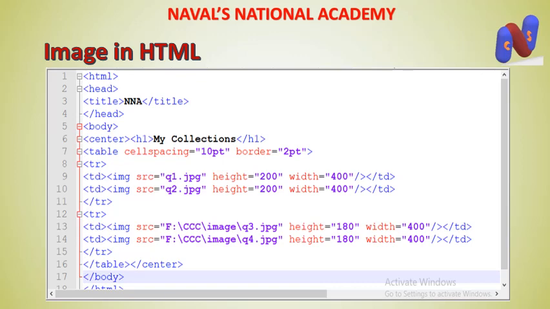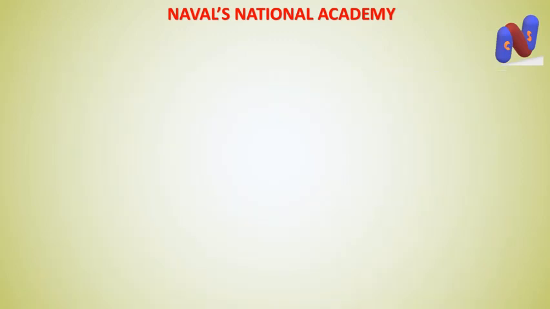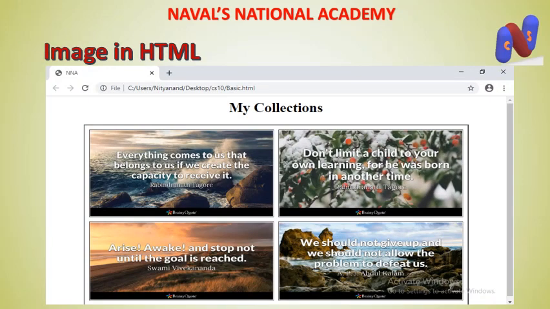Okay, now just see the output. What will be the output of this code? Just see, this is the output. Inside the body I have written my collection, so it is in the center because of the center tag. And now you can see there's a 2 by 2 table, meaning 2 columns and 2 rows. So there are 2 rows and 2 columns in this table, and you can see I have inserted 4 pictures also.